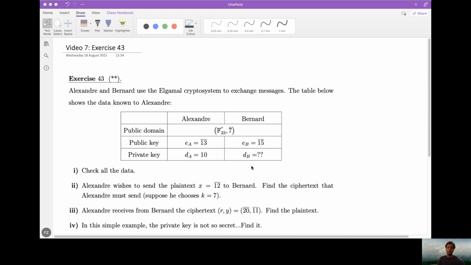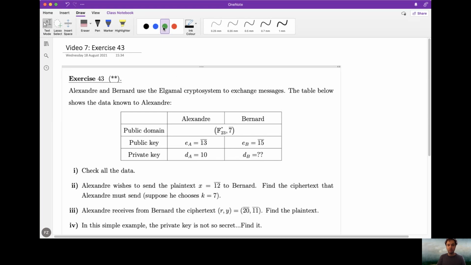Okay, good. So as you see, in this typical exercise, first you're asked to check the data, then to cipher some message, then to decipher some message. And then the last question is to find the private key, because in this case, since this exercise is quite simple, one is able to find the private key. Good. So let's start with question 1, where we have to check all the data.